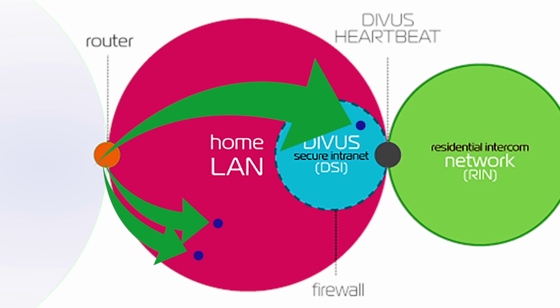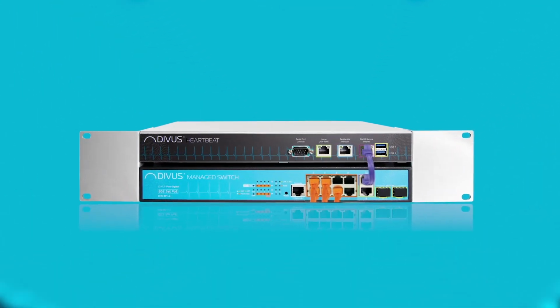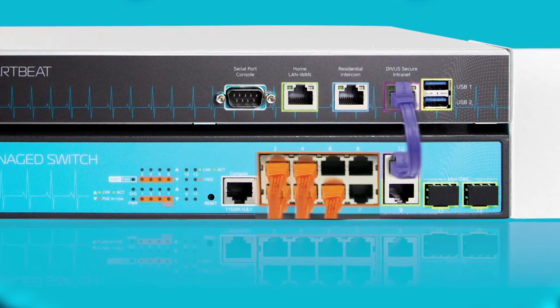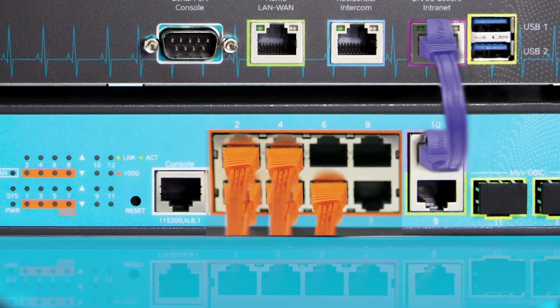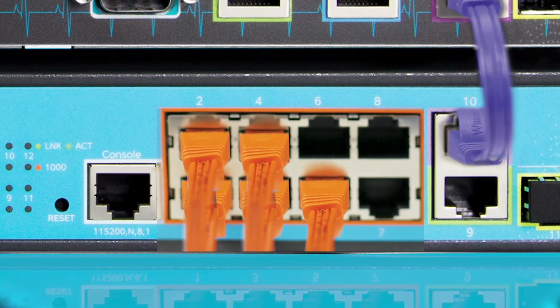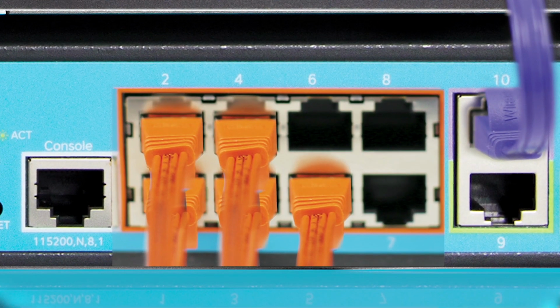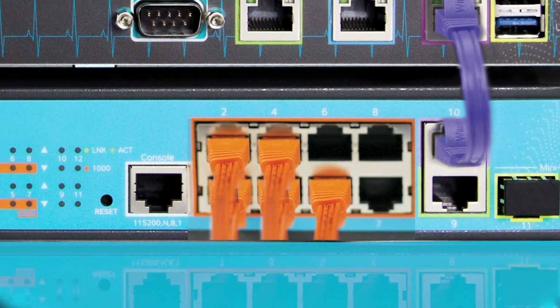So, how can you manage this dangerous mixture so that the security, bandwidth, and reliability of our system are still guaranteed? If we take a closer look, we see that the devices have only the IP addresses in common. Firstly, our home automation devices are connected to a separate device, namely the managed switch of the Divus heartbeat. This means that the bandwidth depends only on the traffic over the switch, not on, for example, the streaming or downloading of a device in the home LAN.